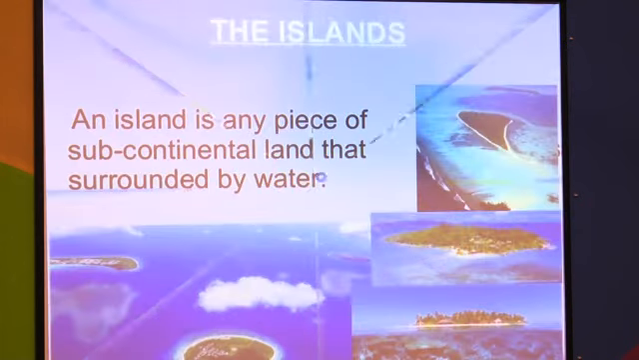So see students, here is the definition of island. An island is any piece of land or continent that is surrounded by water. See here in the first image, land surrounded by water, island. Here land surrounded by water is called an island.